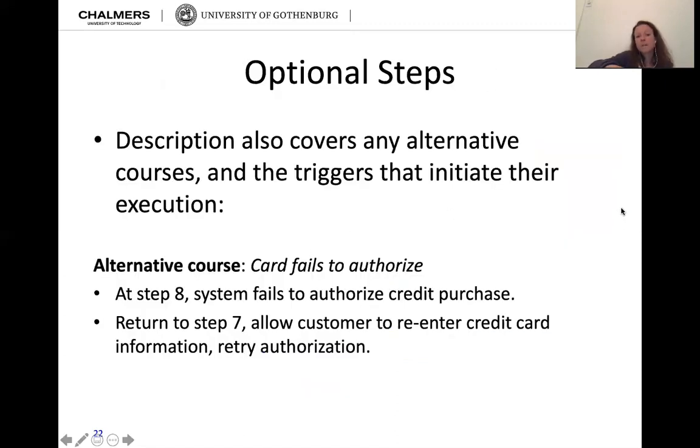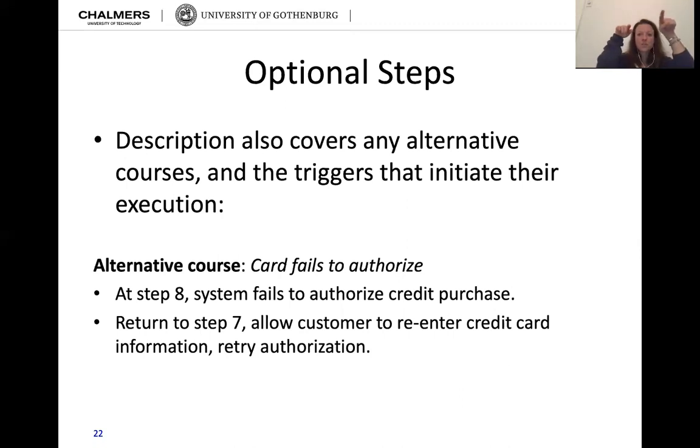There are a couple of optional steps. We already briefly talked about them. So the descriptions also cover alternative courses and the triggers that initiate their execution. There is an alternative course if the card fails to authorize in that web purchase. So at step 8, system fails to authorize credit purchase, and then the instruction is return to step 7, allow customer to re-enter credit card information, retry authorization. Good. Alternative dealt with. It's an alternative because it branches.